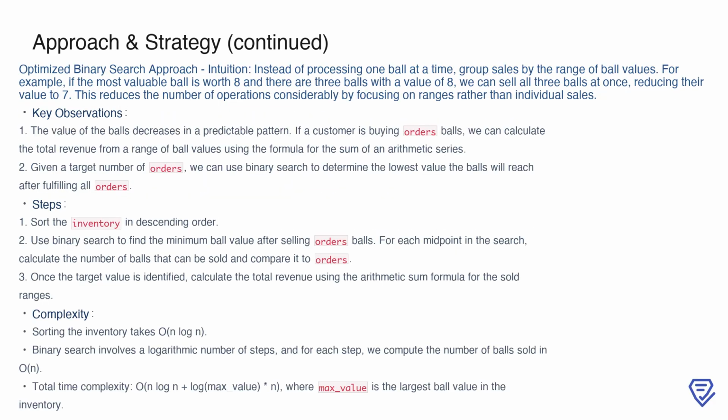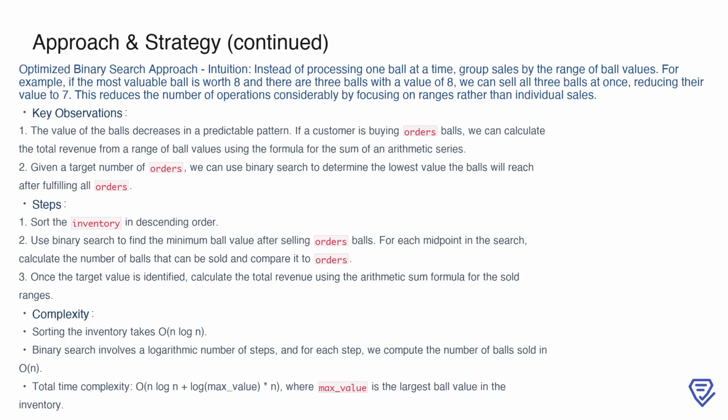A more optimized approach involves using binary search to group sales by ranges of ball values rather than processing each sale individually. The key idea is that, instead of selling balls one by one, we can sell all balls of a certain value together, reducing their value as a group. For instance, if the highest valued balls are worth 8 and there are 3 of them, we can sell all 3 at once and reduce their value to 7, drastically reducing the number of operations.